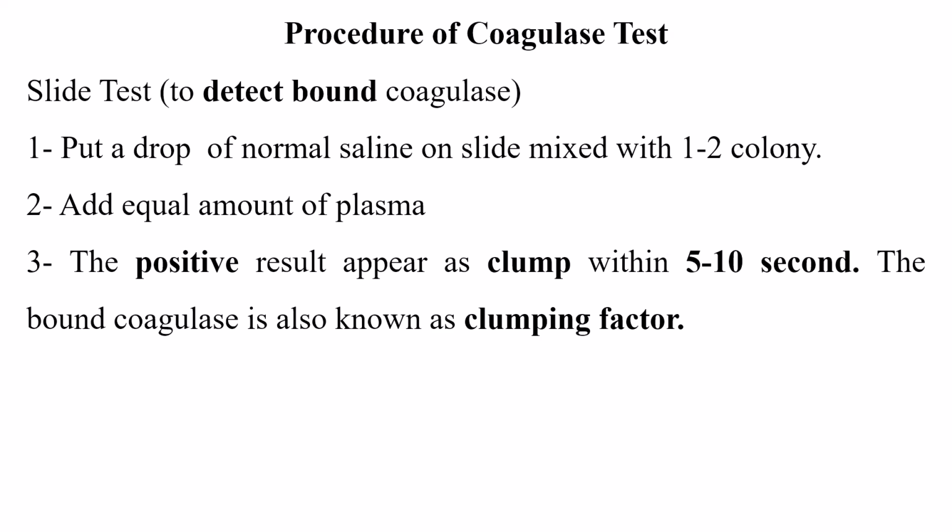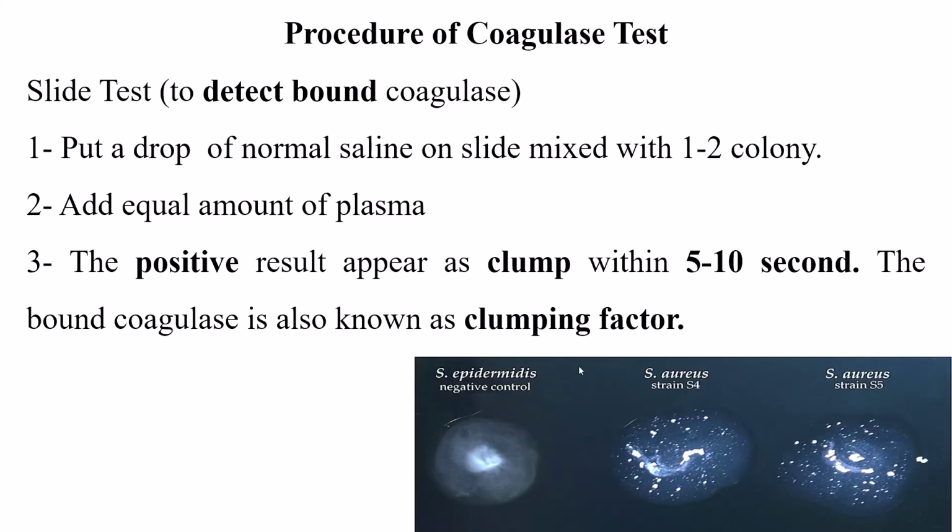The bound coagulase is also known as the clumping factor, and this is the shape of the result after we apply the procedure. This is Staph epidermidis, which is negative for the coagulase test, while these samples are for Staph aureus. We have clumping here, and that indicates that the coagulase test is positive.